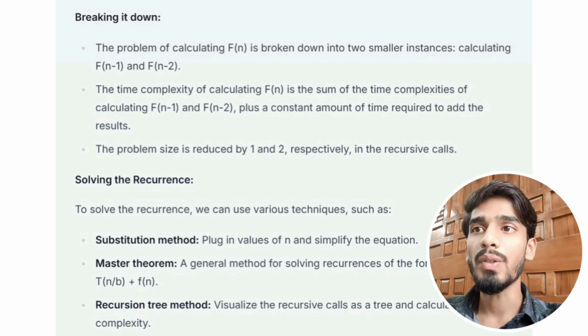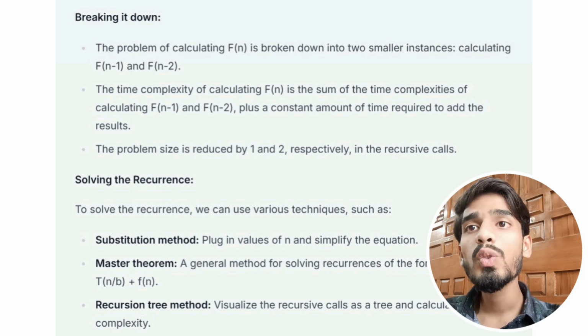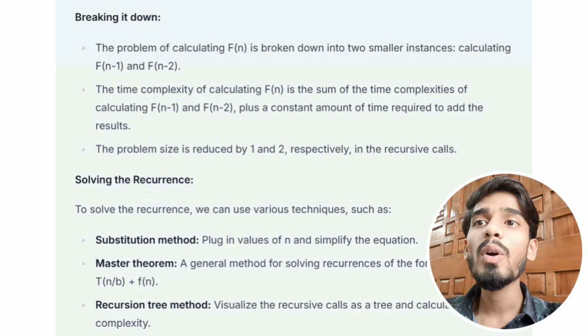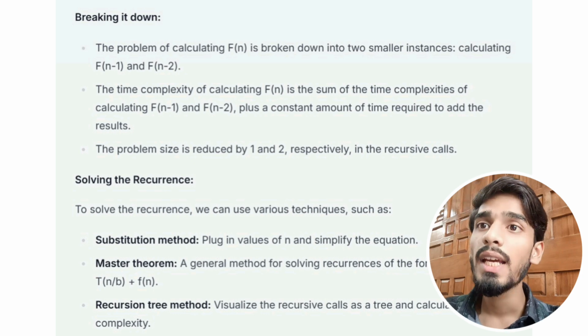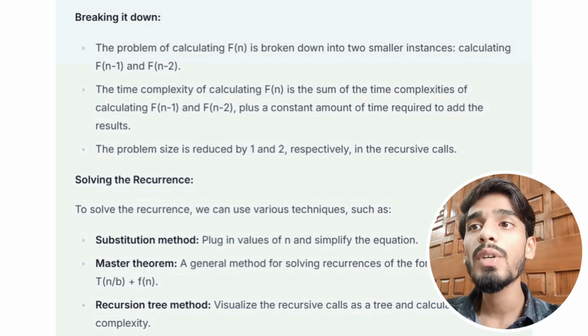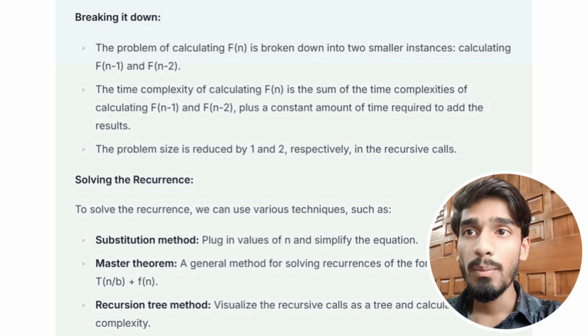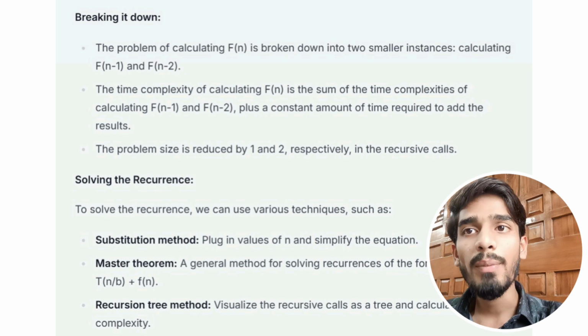Now let us break it down. The problem of calculating F(n) is broken down into two smaller instances: calculating F(n-1) and F(n-2). The time complexity of calculating F(n) is the sum of the time complexities of calculating F(n-1) and F(n-2), plus a constant amount of time required to add the results. The problem size is reduced by 1 and 2 respectively in the recursive calls.